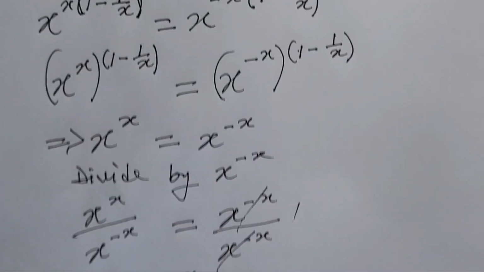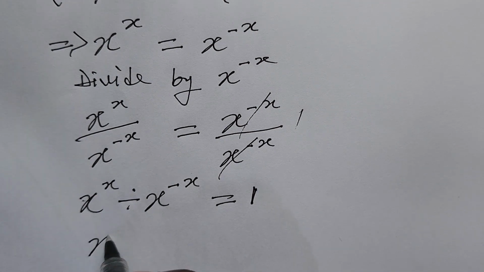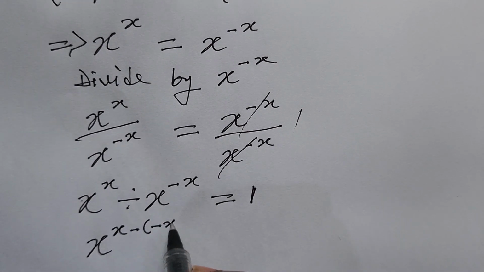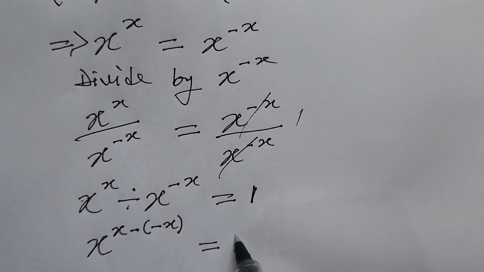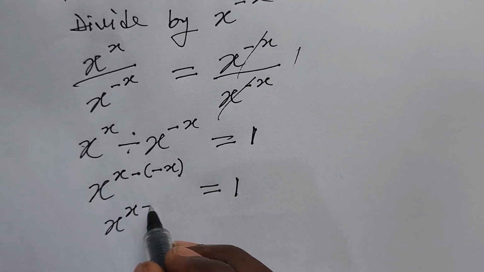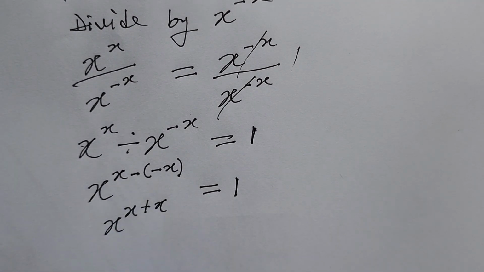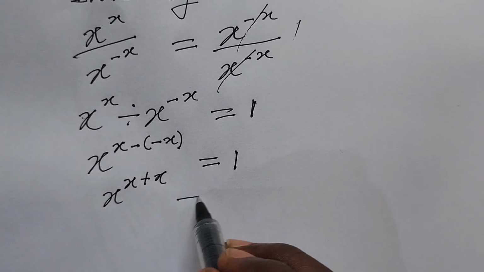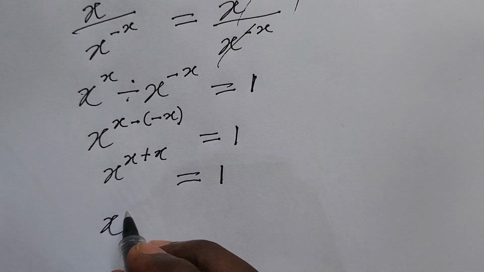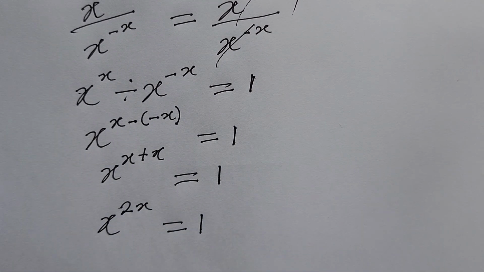Remember this? Good. So with what we have in here now, we can rewrite the left-hand side as x to the power of x minus bracket minus x to bracket equal to 1. So from here, we're now going to have x to the power of x plus x, because minus 1 times minus gives us plus. So we now have this equal to our 1. So we now have x to the power of 2x equal to 1.